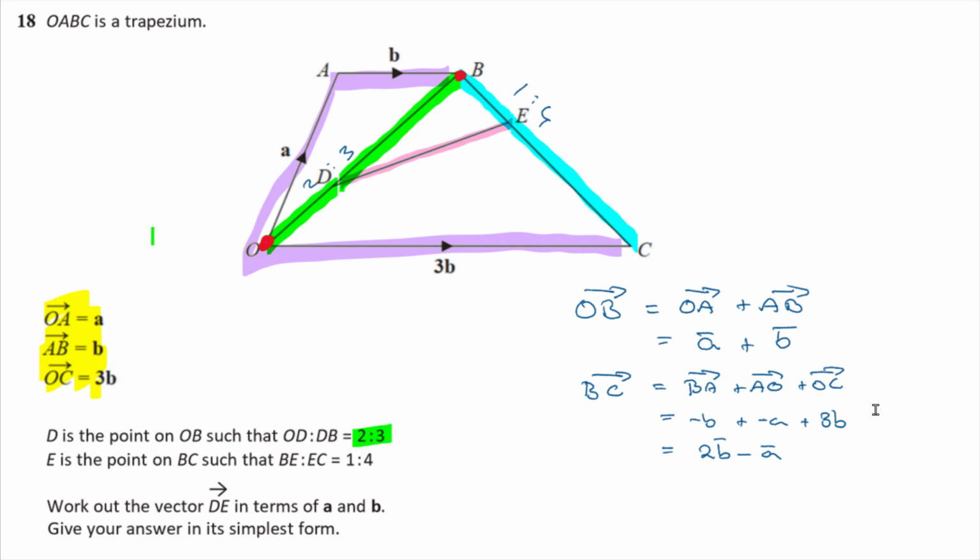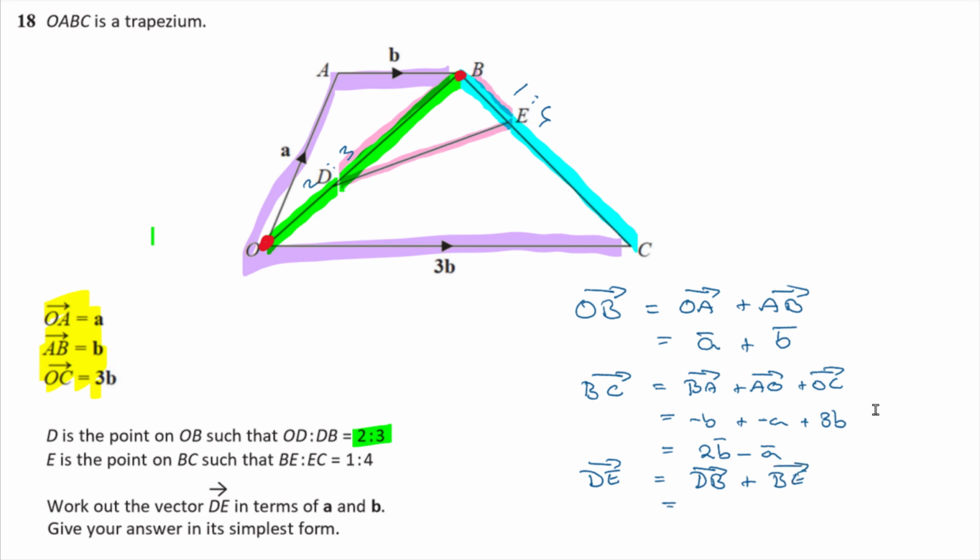That's the vector we're actually trying to find. Now, if you look at it, D to E is a fraction of O to B, which I know, plus a fraction of B to C, which I know. So I'm going to go from D to B, then I'm going to go from B to E, using fractions of those two vectors just found, using the ratios that we've got there. So I can say then that if I want to go from D to E, that is the same thing as going from D to B and then going from B to E.